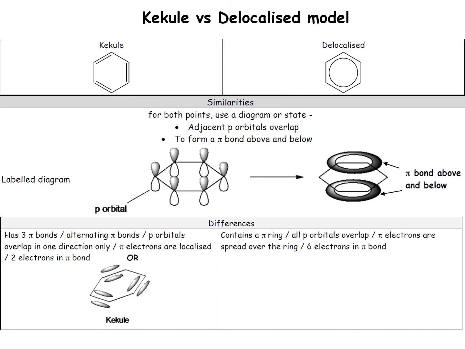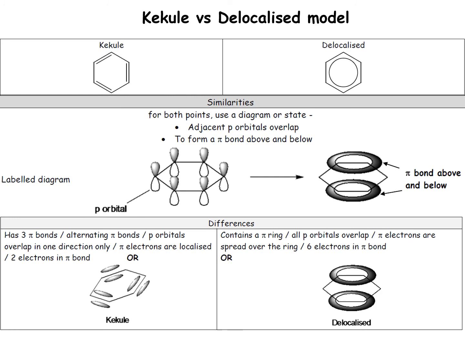For the delocalized model, we've now got something that contains a pi ring. All the p orbitals are overlapping rather than alternating. Pi electrons are spread all over the ring rather than only over 2 carbons. Or 6 electrons are present in the pi bond rather than 2. Now notice the word delocalized doesn't appear in that answer, and that's because it was in the question. So you didn't get credit for using a word that's already provided in the question. You had to explain the pi electrons are spread over the ring, that's why it's delocalized.